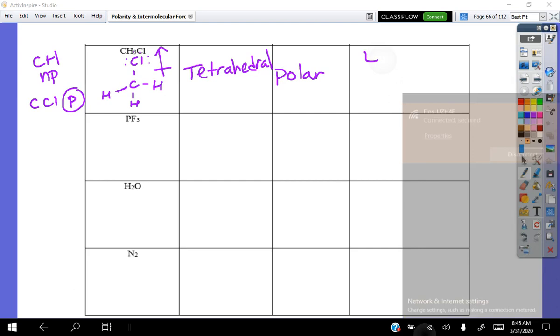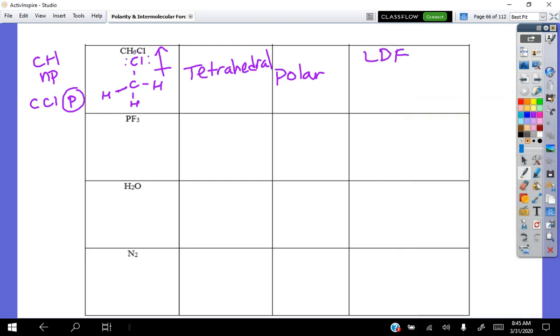Since it's polar, I know it has to have London dispersion forces, and I know it has to have dipole-dipole forces. Again, check. Is there an H in the compound? Yes. Is that H bonded to a nitrogen, oxygen, or fluorine? No. Since it's not bonded to one of those 3, it is not hydrogen bonding. It's just London dispersion force and dipole-dipole. You can go through and do the next few.